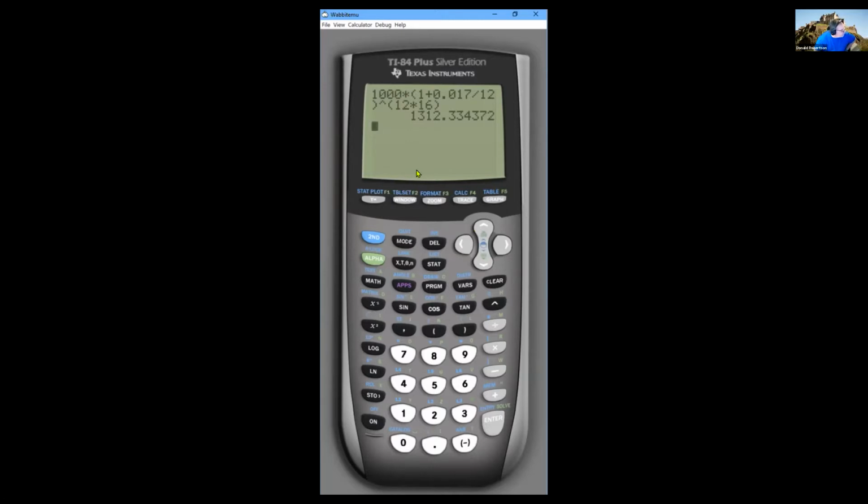Right, so let's go through it one last time, because all it needs is you to miss a bracket that you thought you put in, but you haven't. So you got 1,000 and you do a times, and you're going to do a bracket. 1 plus this guy divided by 12. Close the bracket. You done that again? Yeah. Right, the little caret button. Start another bracket. 12 times 16, close the bracket, and hit enter.